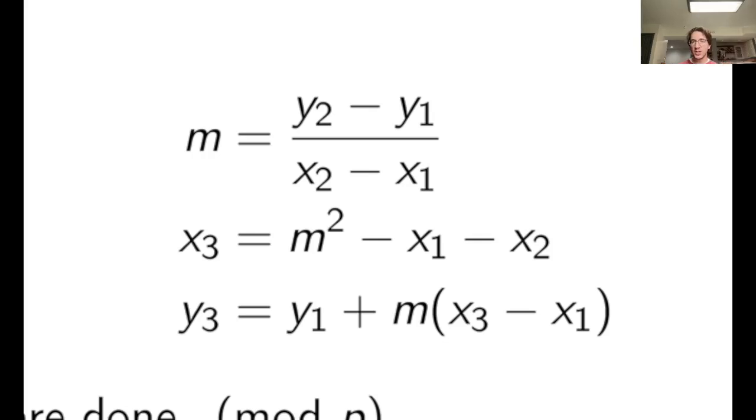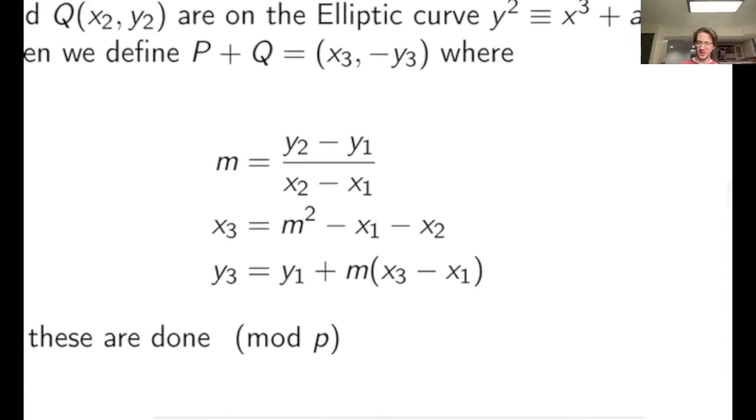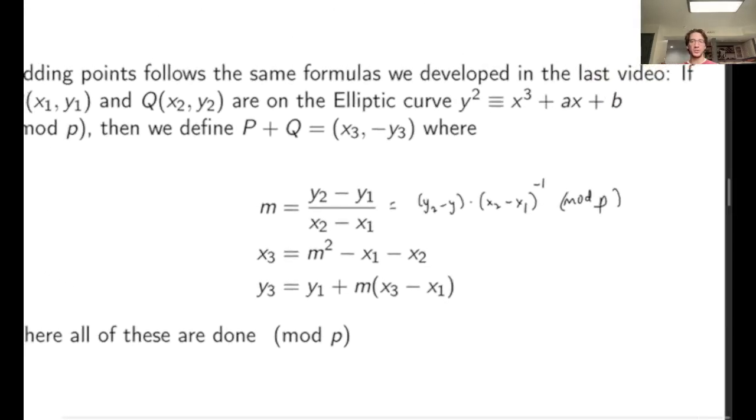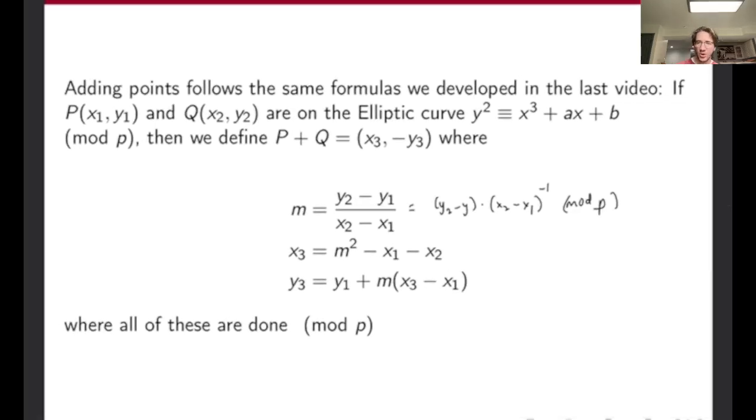Now, the only difference between the last video and this video is that all these operations are done mod p for whatever prime number we're working with. Okay, so really, and I have this on, I think, the next slide, this should say y2 minus y1 times x2 minus x1 inverse mod p. The other ones, you don't have that weirdness, but the slope, you do need to write that in that way. And don't worry, we're not going to do this by hand. We're going to let, again, basically Python do this. We're going to let a program called Sage do this.